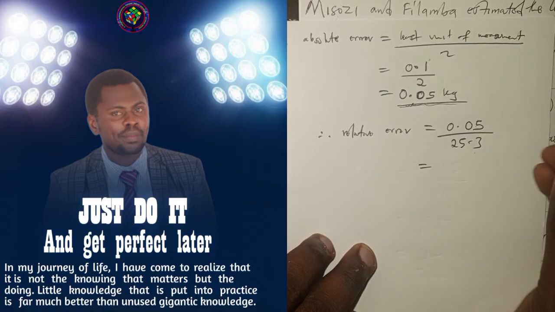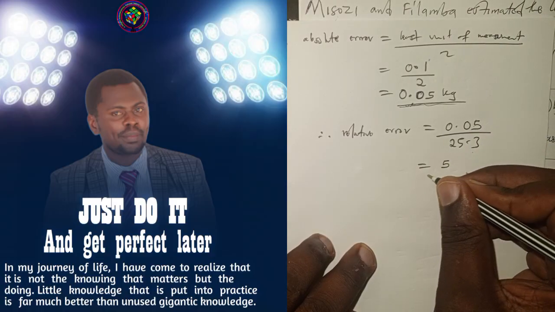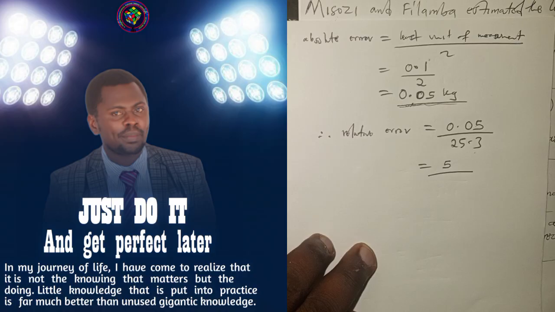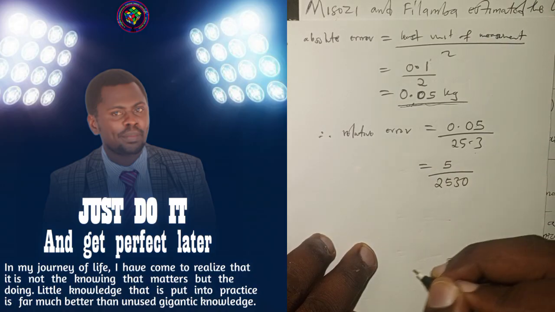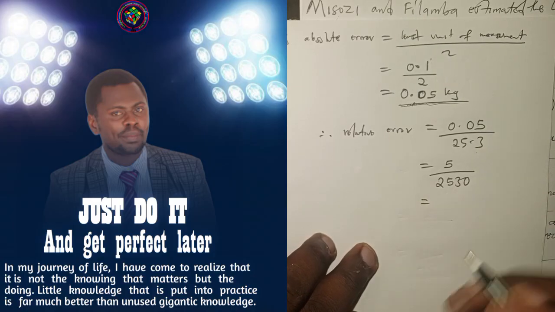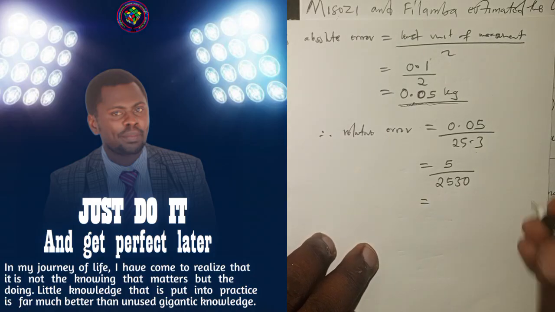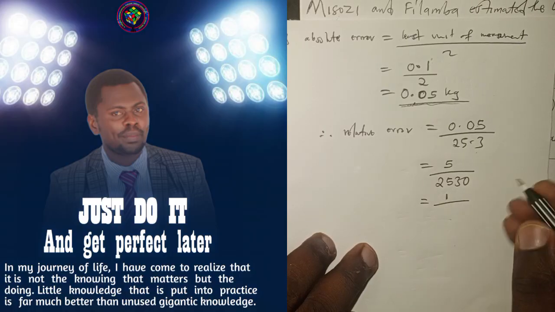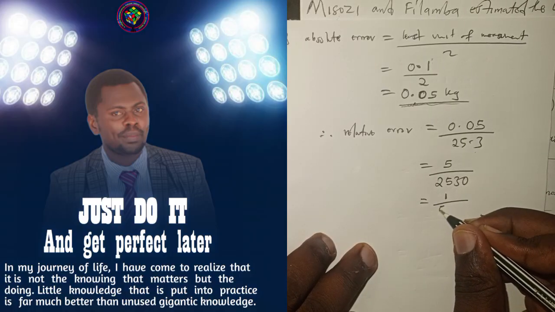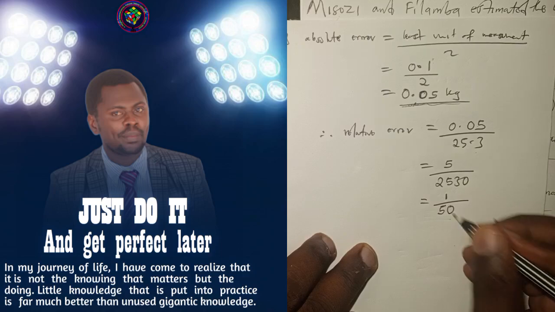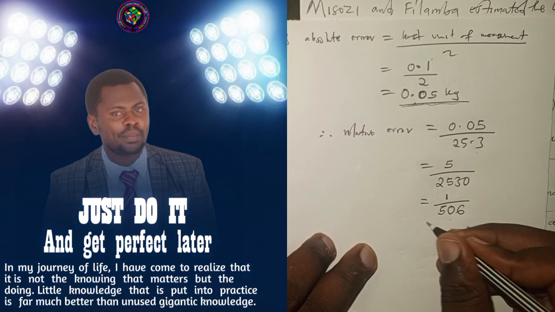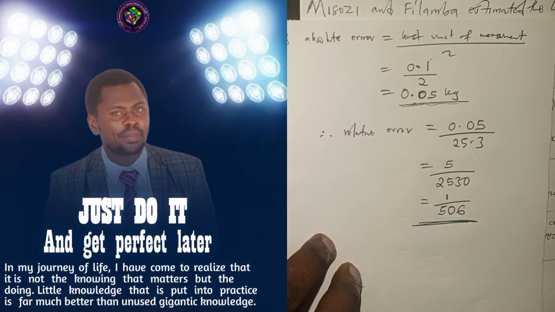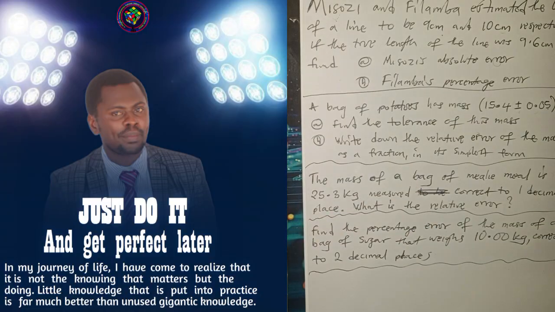So 0.05 multiplied by 100, you get 5, over 25.3 multiplied by 100, you get 2,530. Again, you just simplify the fraction. So we say 5 in 5 is 1, over 5 in 25 is 5, 5 in 3, that is 0, then you put a 3 to 0, that is 30, 5 in 30 you get 6. So we have 1 over 506. That is the relative error. We go to the last question.